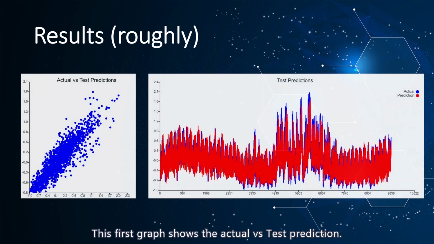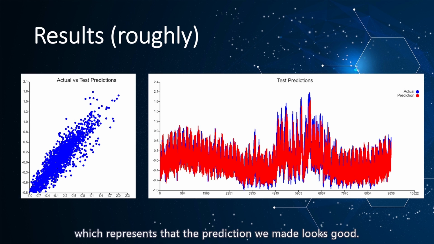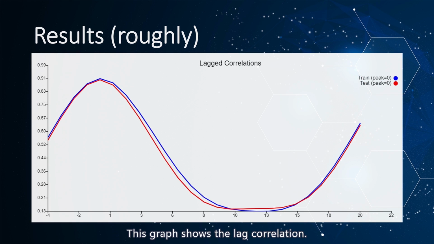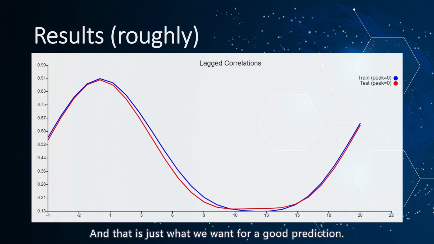The first graph shows the actual versus test prediction. The discrete plottings in the graph can be considered as straight lines, which represents that the prediction we made looks good. The second graph shows the test prediction. As we can directly see from the graph, the actual line and the prediction line are mostly overlapping, which also represents that the prediction is good. This graph shows the log correlation. There is just one peak at log 0 and no second peak on the graph, and this is just what we want for a good prediction.